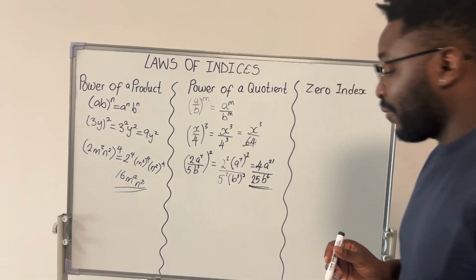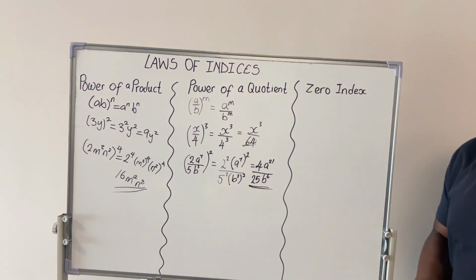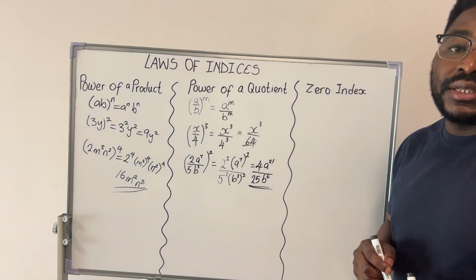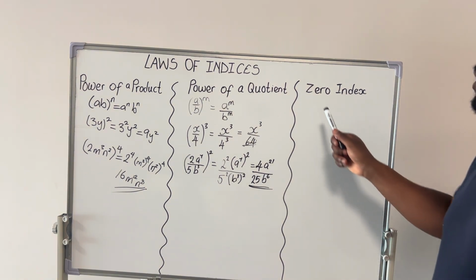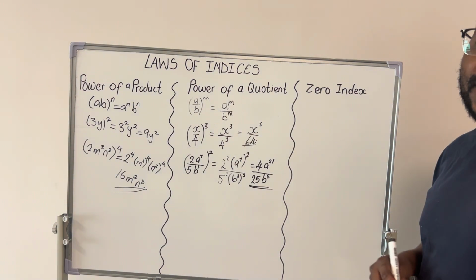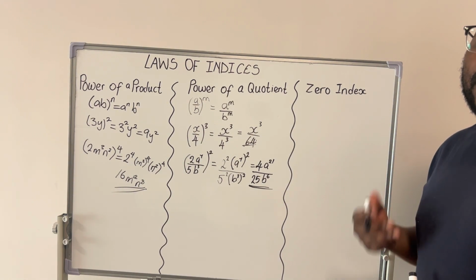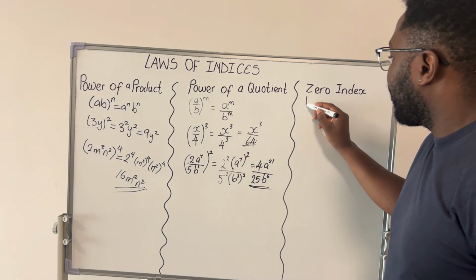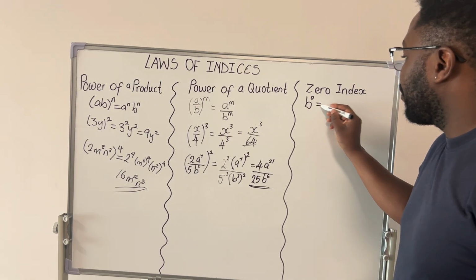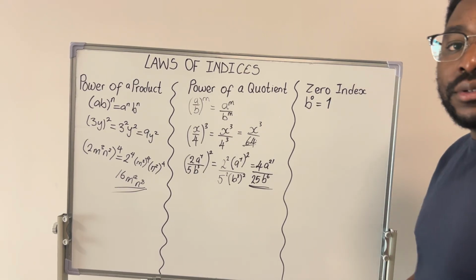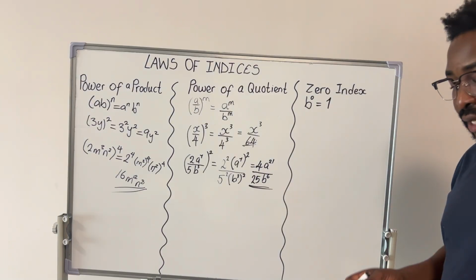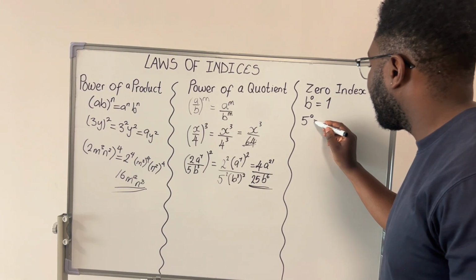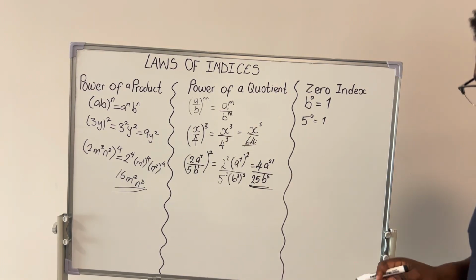So here we go, we have solved this expression. Now let's look at the third law of indices we're looking at today, which is the zero index law. It states that any number raised to 0 is equal to 1. So if we have b raised to 0, that gives us 1. Let's look at another example. Let's say we have 5 raised to 0. That still gives us 1.